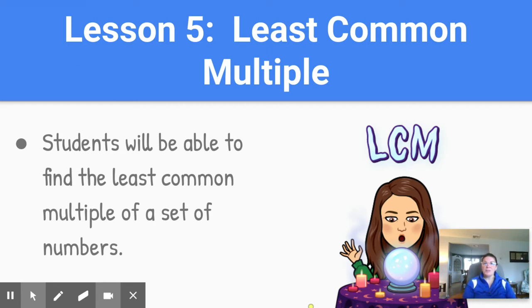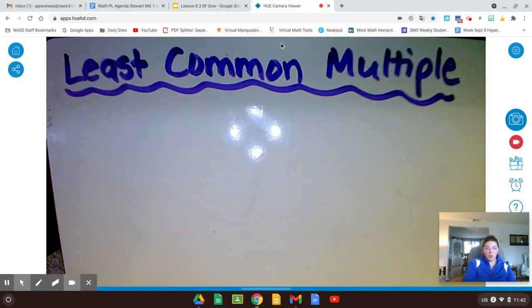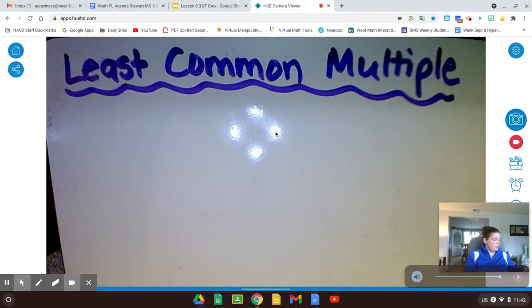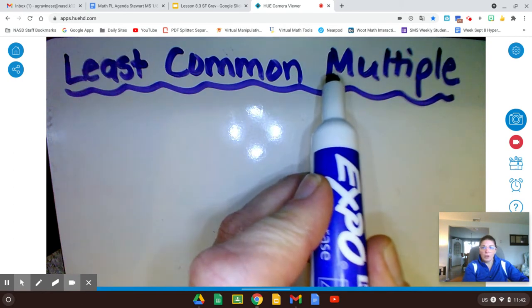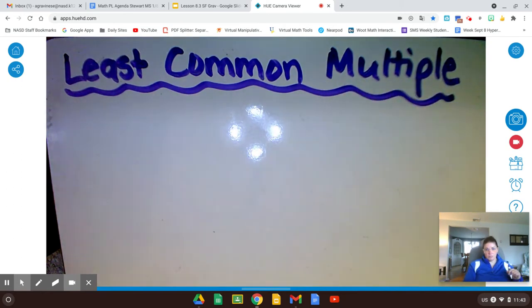Students, today we are looking at Chapter 8, Lesson 5, Least Common Multiple. Students will be able to find the least common multiple of a set of numbers. All right, so I want to first start off by reminding you what the word multiple means.